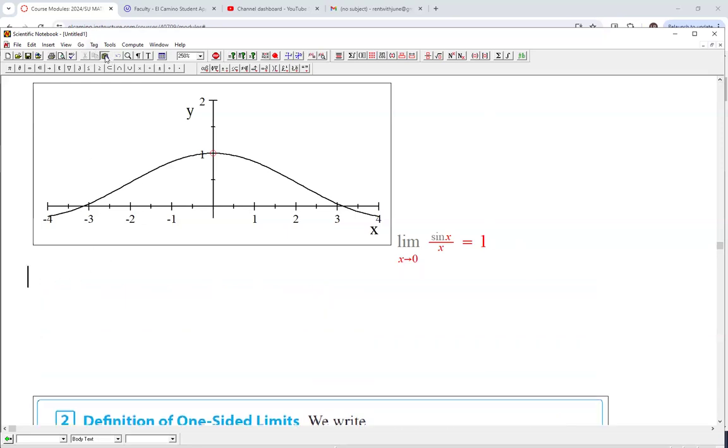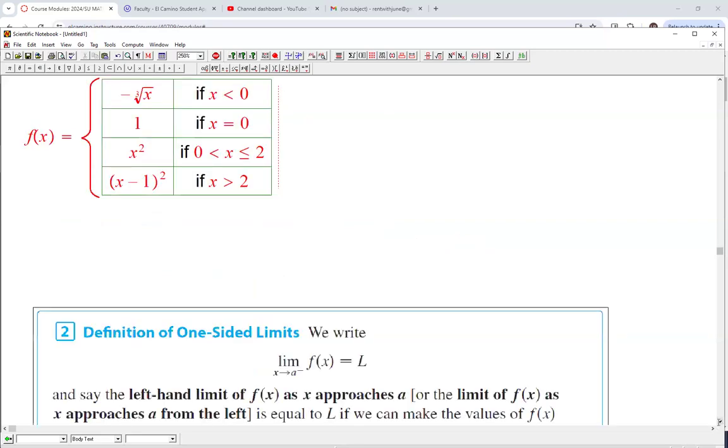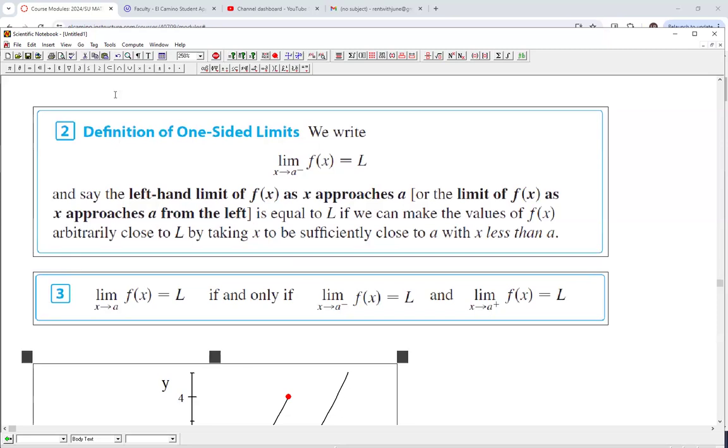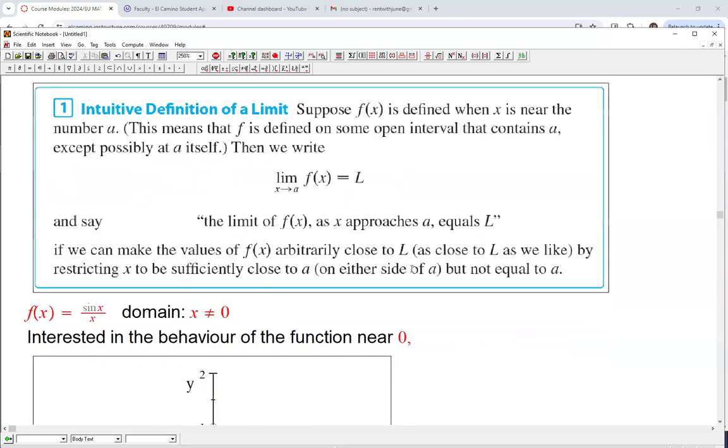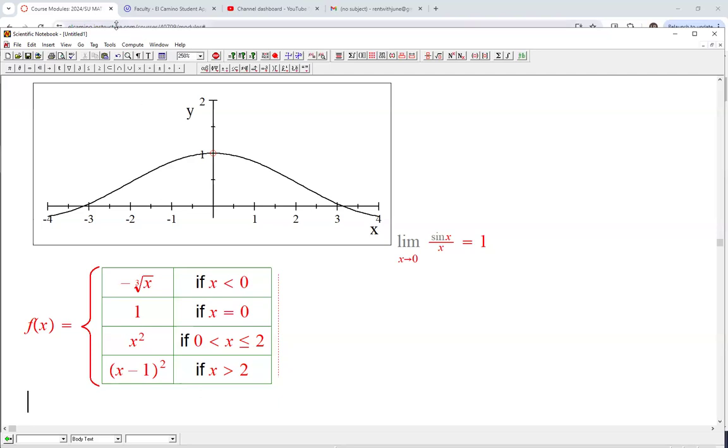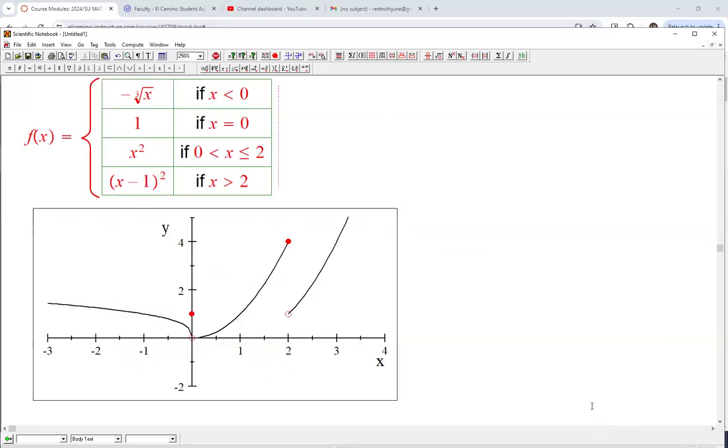Okay, so let's look at this piecewise function. And we have the graph of this piecewise function. So I'm going to bring it up here. Okay, this is the curve of the function. This is a piecewise function. And you can see the entire function is defined on the entire number line. It's defined everywhere, right? Less than 0, equal to 0, from 0 to 2, including 2, greater than 2. So it's defined everywhere.